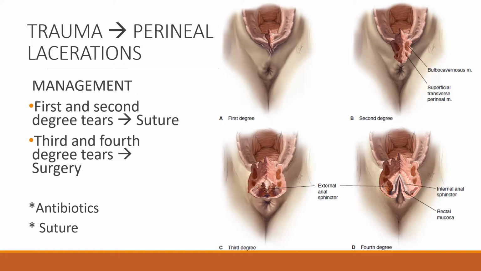make a surgery. So I put antibiotics and sutures down in the slides because in the third and fourth degree tears, we have to give the prophylactic antibiotics of a normal surgery, and the suture has to be continuous and with a reabsorbable suture, as in the first and second degree.